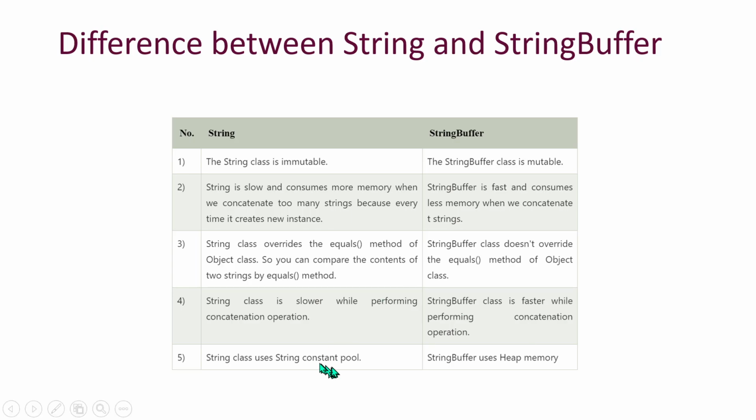These are the important differences between string and string buffer. As I told, string uses the constant pool, but string buffer does not use the string constant pool; it uses heap memory. String is immutable, but string buffer is mutable. Whenever we want to modify frequently, we go for string buffer. Otherwise any modification in string will be costly, as it creates a new object, so string will be slow and consume more memory, but string buffer is faster. Also, in the string class the equals method is already overridden, but it is not overridden in string buffer.